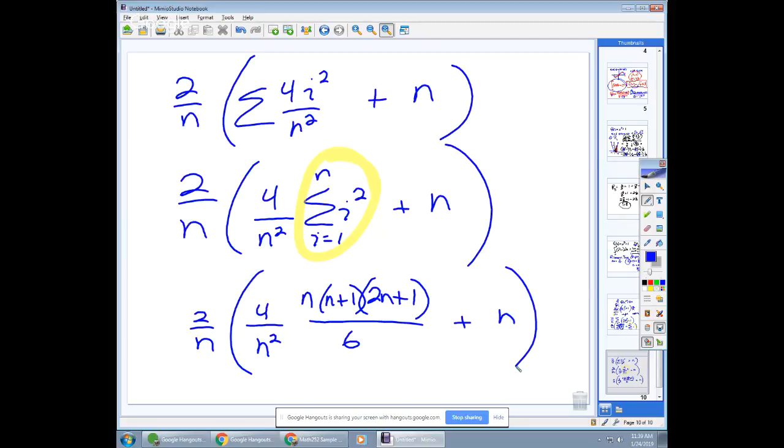Yes, this is a lot of work. I know. A little bit cancels though, nice here. So for example, this n cancels with one of those. 2 goes into 4 twice and 6 3 times. And I guess I need to distribute that in.